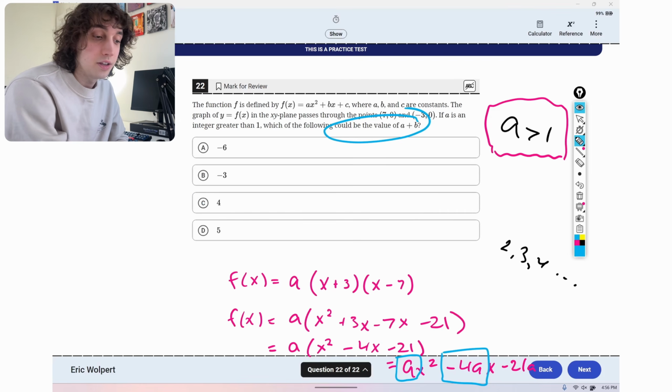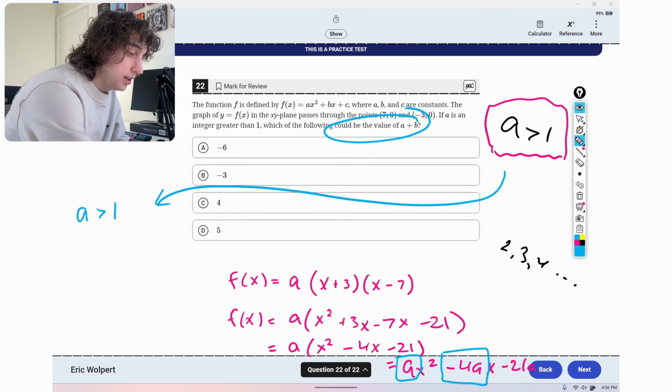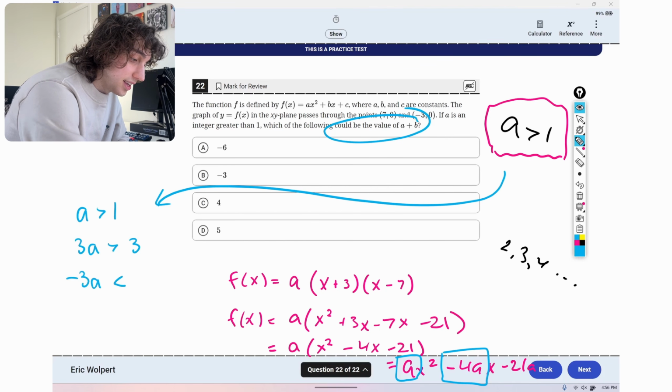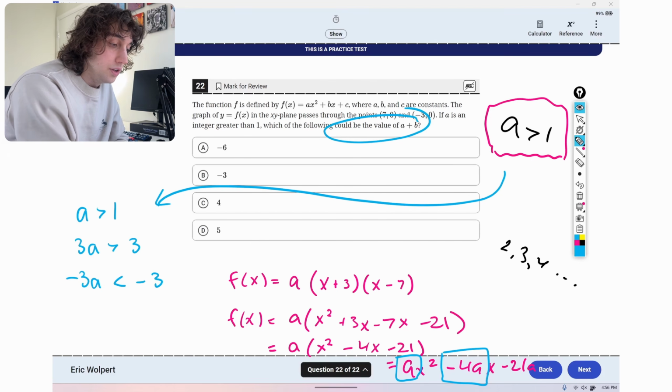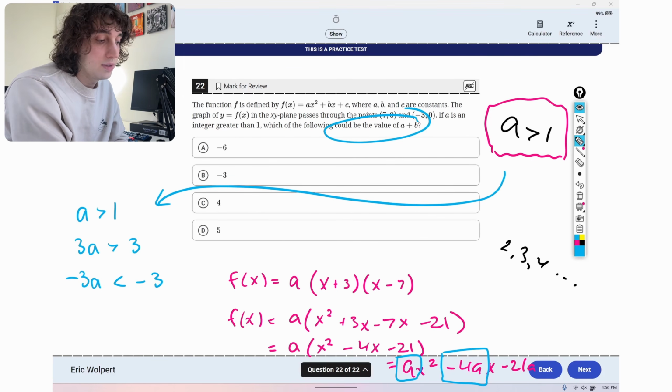And now we can use this inequality to our advantage. A has to be greater than 1. That means 3a has to be greater than 3. That means negative 3a has to be less than negative 3. Notice we are flipping the inequality symbol. That's because we're multiplying by a negative.